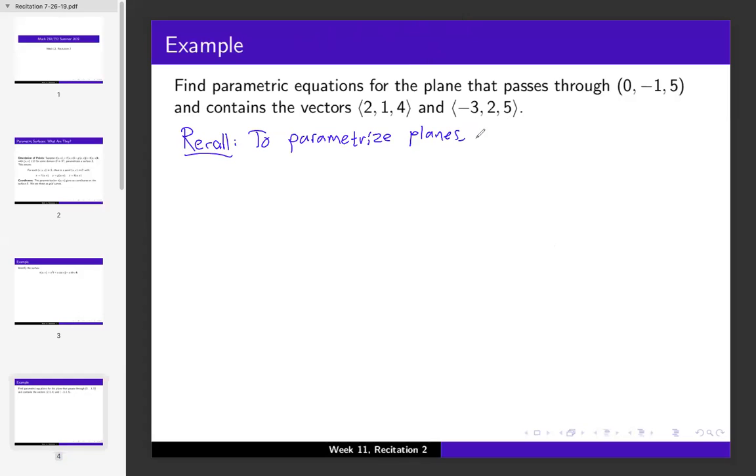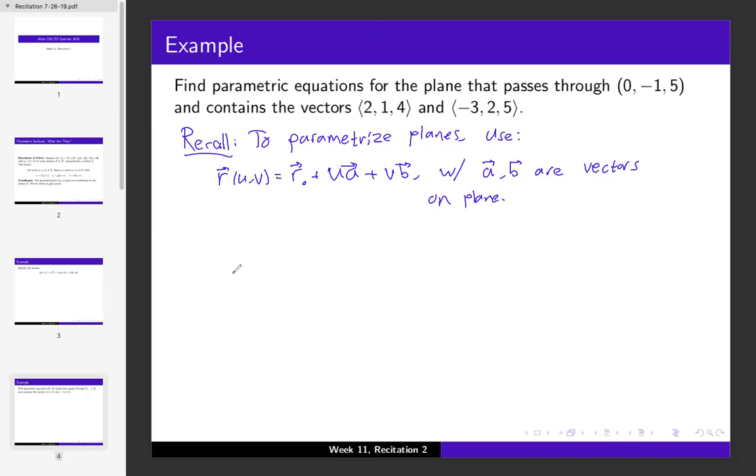The standard way of doing this, if you want to parameterize a plane, you use the following trick. You're going to use the parameterization R of u and v equals R naught plus u times, I can't use v, can I? I'm going to use vector a, plus v times vector b, where a and b are vectors on the plane.